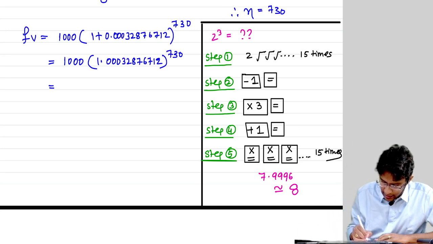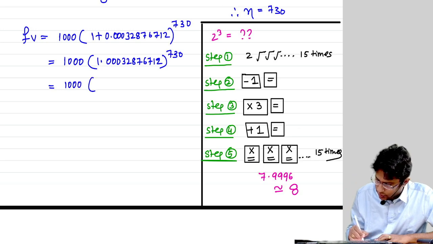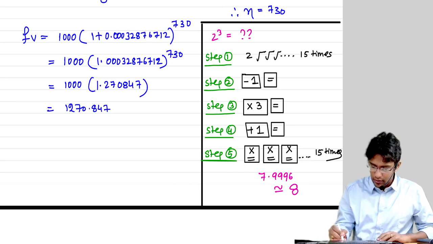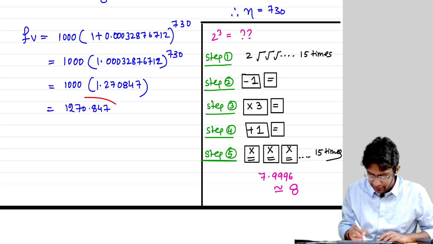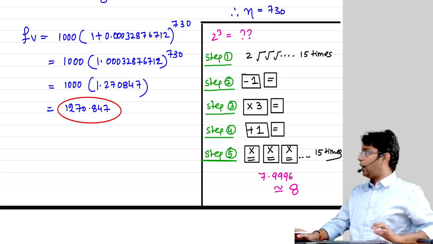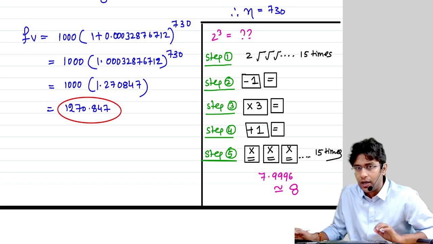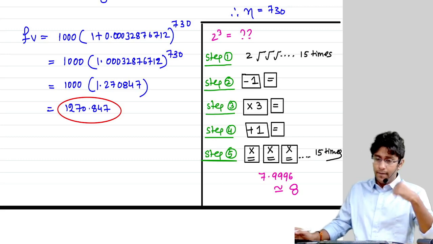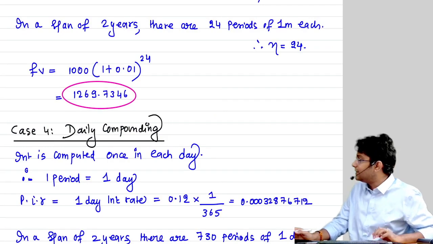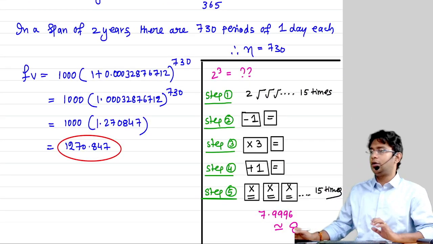So I am having a number of 1000 into 1.270847. That's enough, sir. Hands are paining. 1270.847. This is my final answer under daily compounding. And you can very clearly see daily compounding answer will be better than your monthly compounding answer. Monthly compounding answer was how much? 1269. This is how much? 1270.